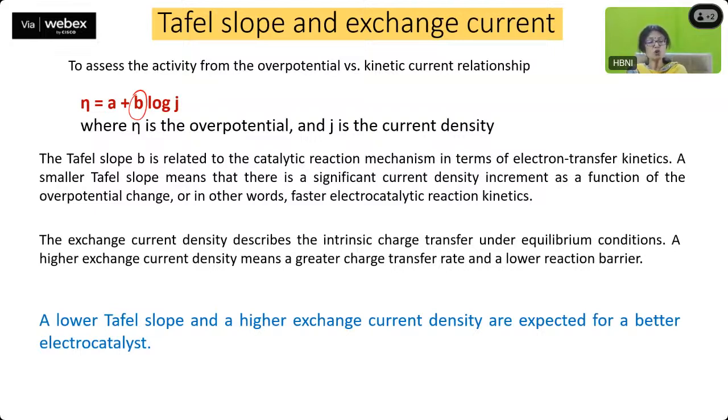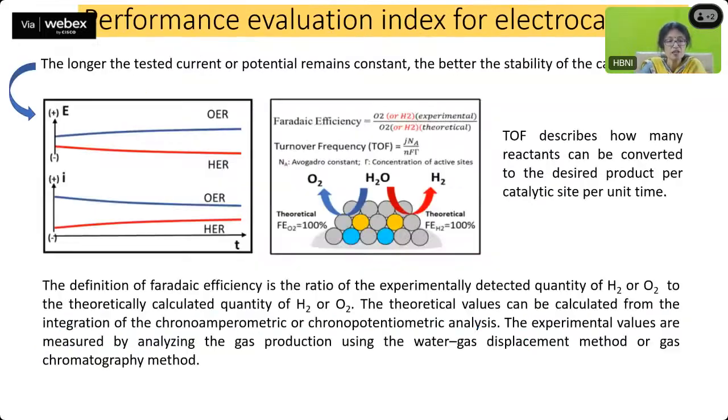So a lower Tafel slope and a higher exchange current density, this is what you should ideally be looking for when you are developing an electrocatalyst material. So your B value should be as low as possible, your J value should be as high as possible. And the longer the tested current or the potential remains constant, the better is the stability of the catalyst.